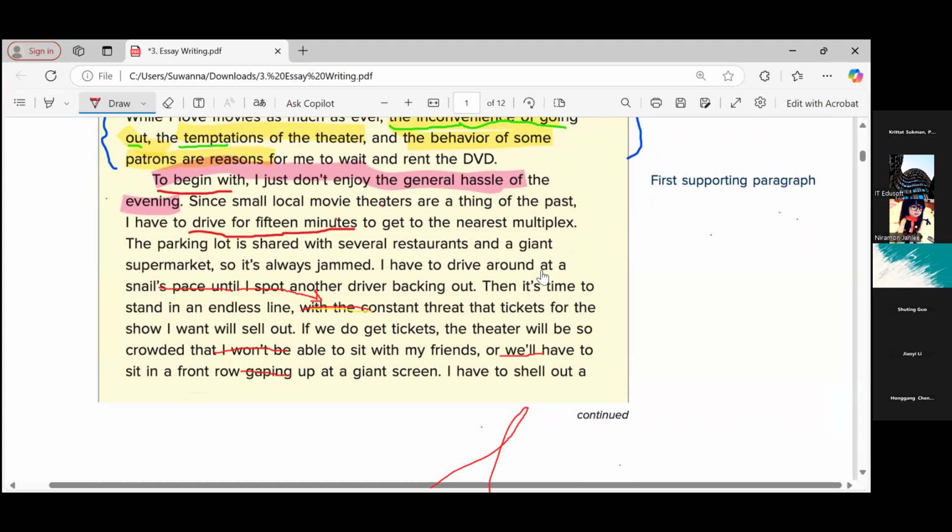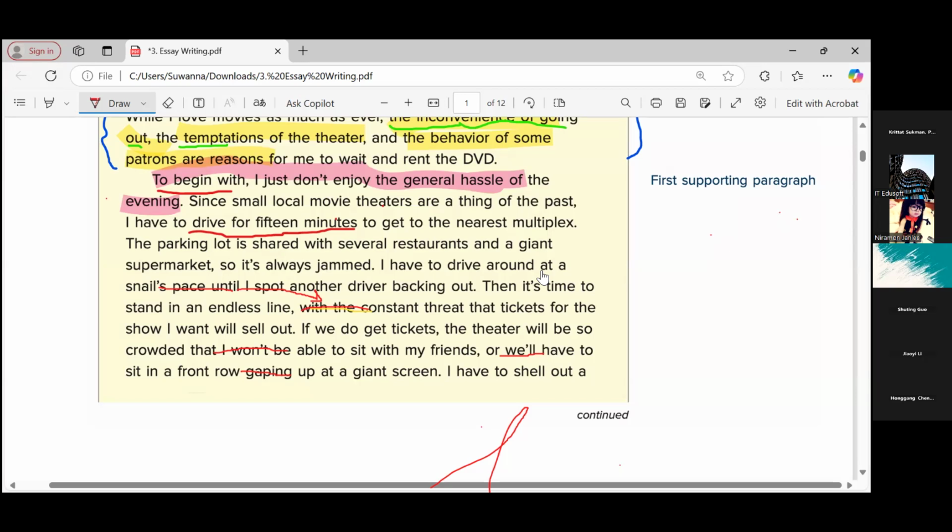You see, every detail you are looking at here supports the reason why the writer doesn't enjoy going out to the theater. There are many factors: having to drive for a long time, the parking lot is crowded, and also the long queue, the long line, just for getting the tickets. And maybe the tickets could be sold out as well. So this is what the writer mentioned about general hassles.